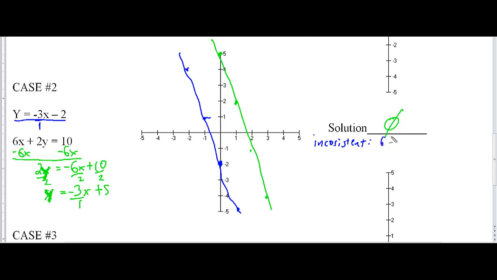And it's inconsistent because it has no solution. And I think I should try to have you memorize that consistency has to deal with whether there is or isn't a solution. And since this is inconsistent, it's inconsistent because of no solution. Now, is this independent or dependent?